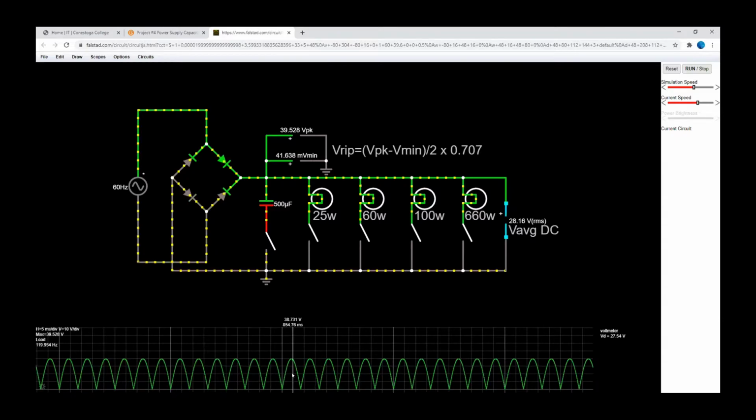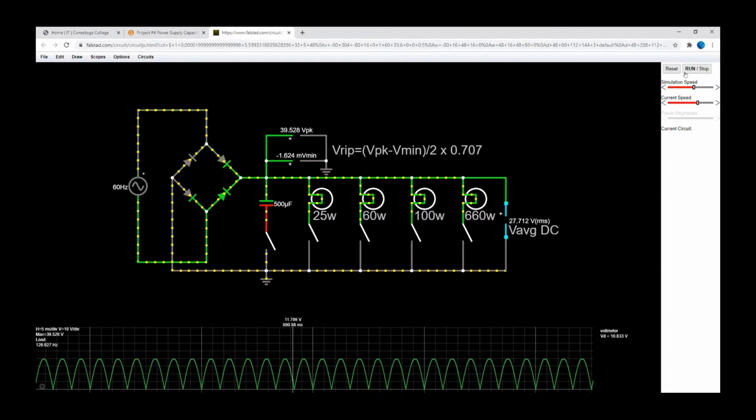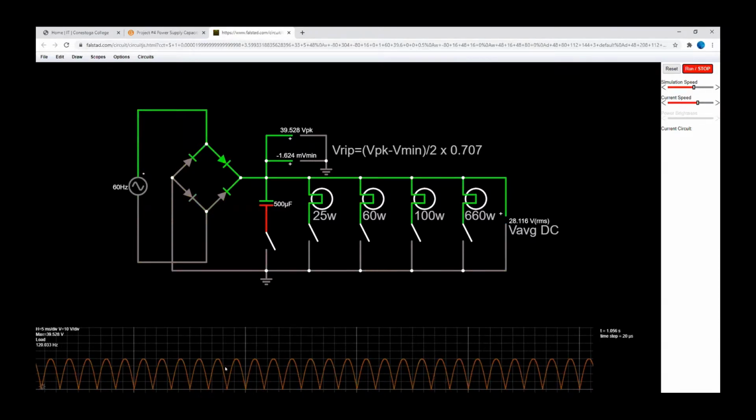Right at this point in time, I'm going to stop the simulation so you can see it. We have what is called here a voltage minimum and a voltage maximum. The reason why we have these two values is because this wave here, which is the pulsating wave, has a minimum and max value.